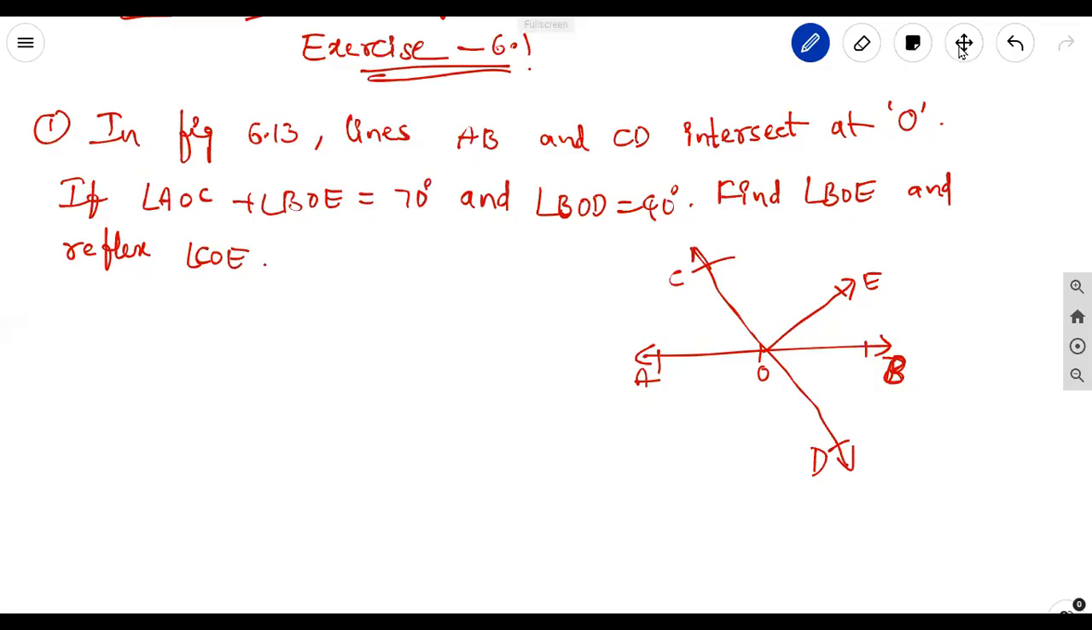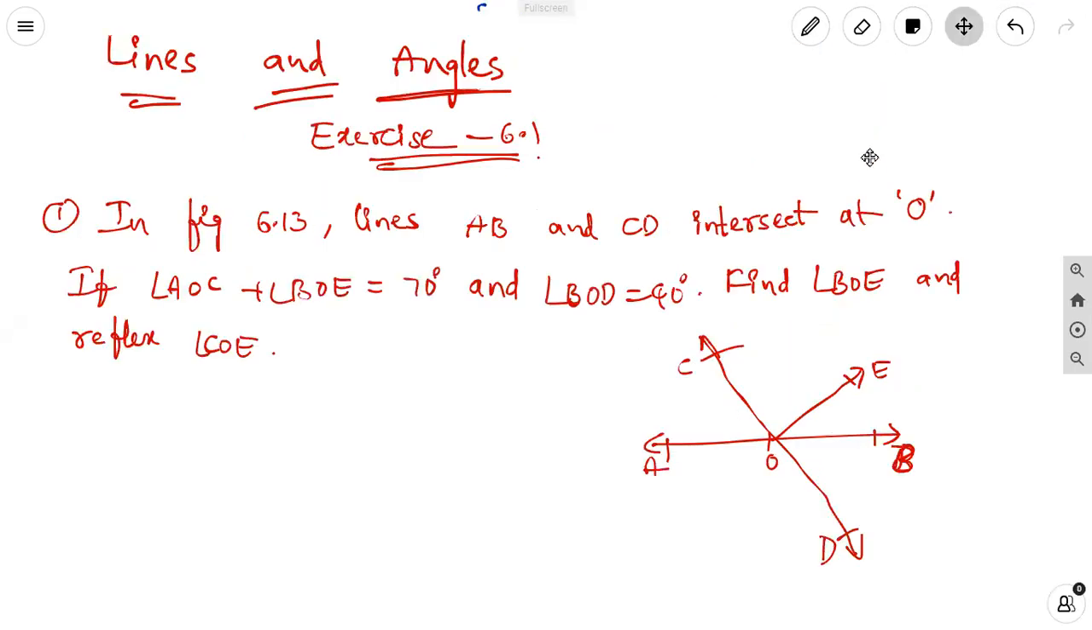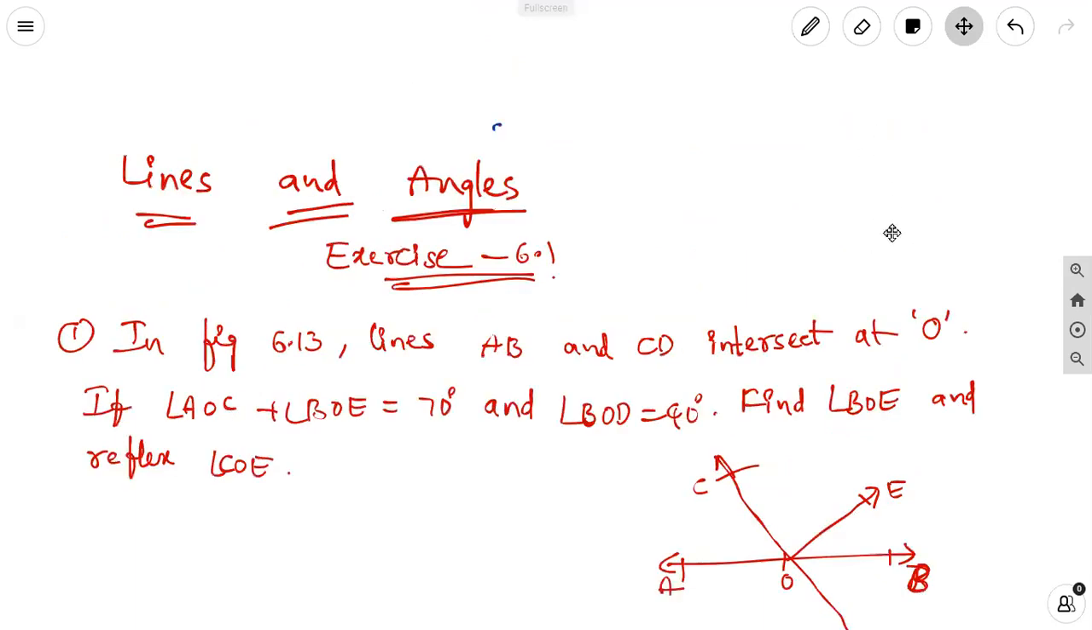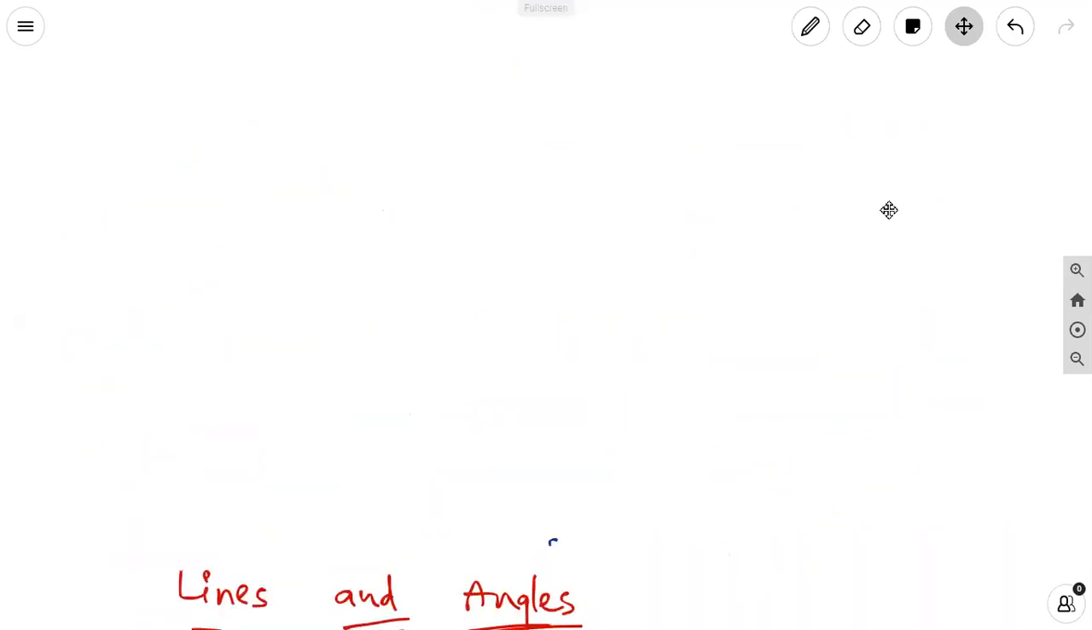Recording in progress. Let us discuss a topic on lines and angles. Basically, for lines and angles, we can discuss some basic concepts. One is, if the sum of two angles is 90 degrees, then those two angles are complementary.